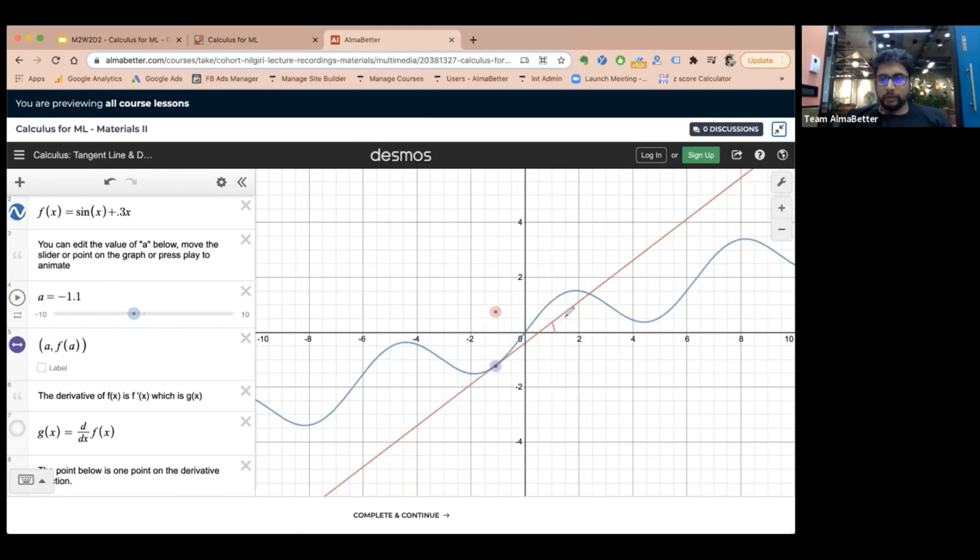So if you visualize, this is the angle subtended by the tangent at this point. So if you want to calculate the slope at this point, it will be nothing but tan theta. Okay.